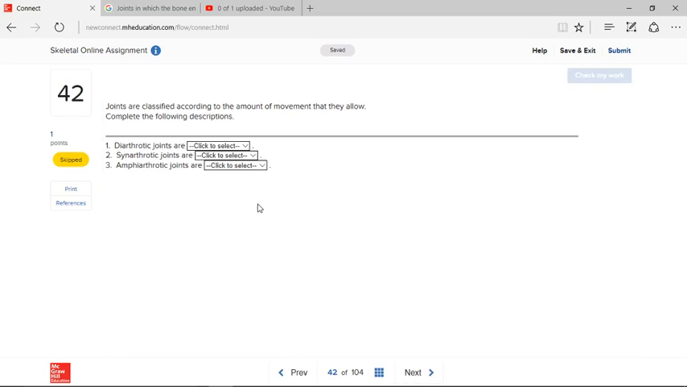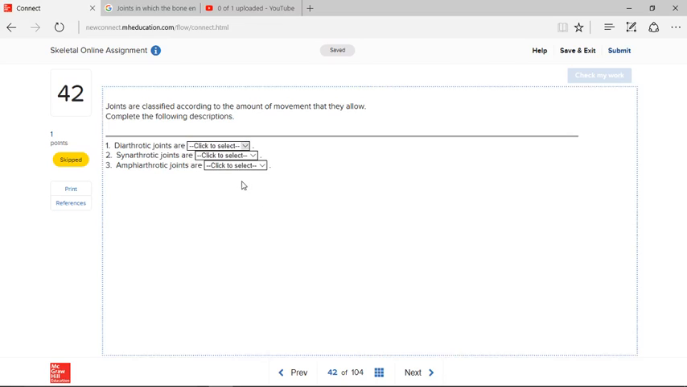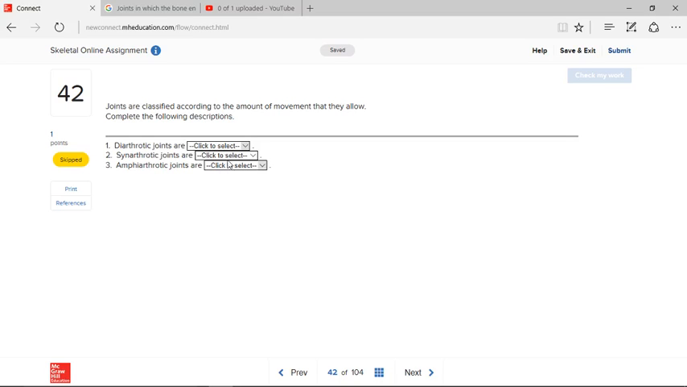Joints are classified according to the amount of movement they can allow. Complete the following descriptions. Diarthrotic joints. I know the fibrous joints and those kinds of joints, but I just don't know these names yet. So, fibrous joints are synarthrotic. Those are going to be immovable because those are the sutures and those are immovable.